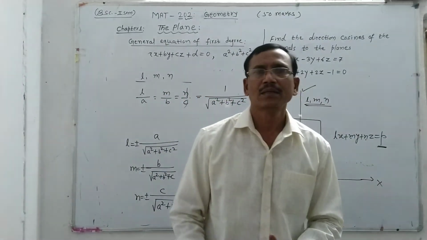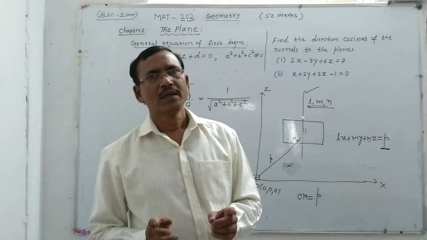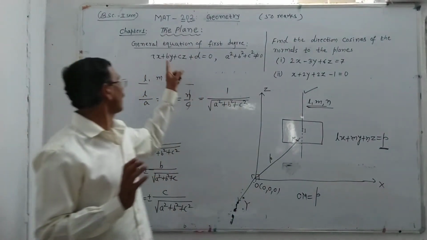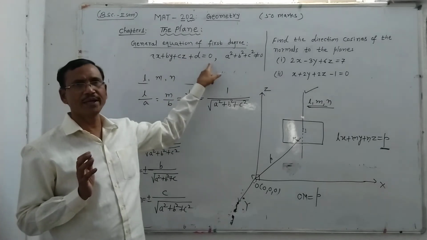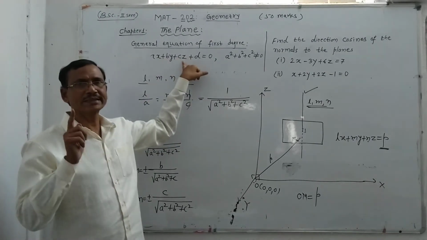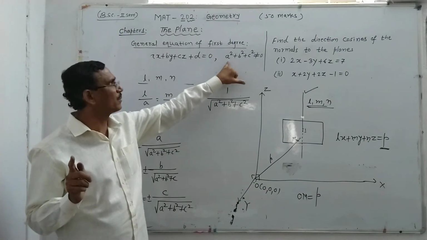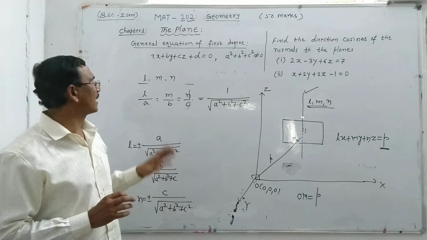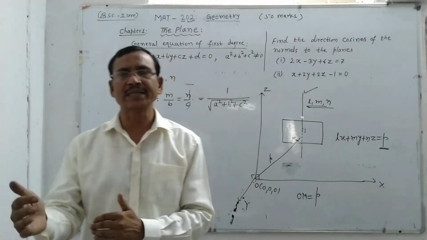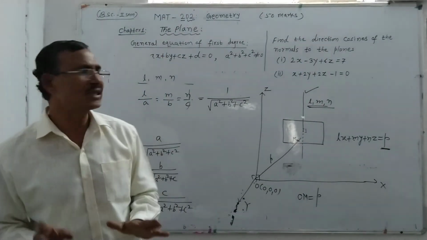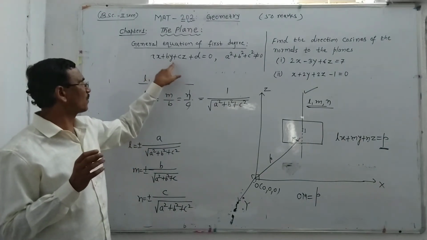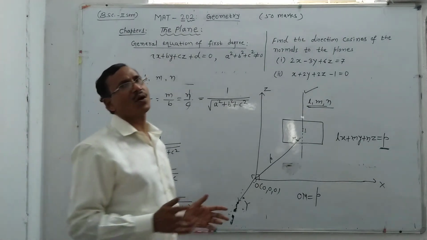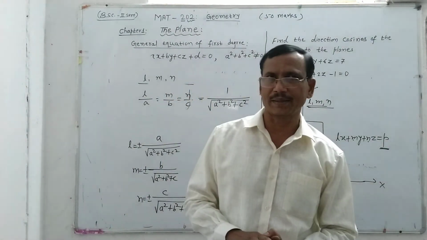So listen again to what we have seen. The general equation of first degree is denoted by ax plus by plus cz plus d equal to 0. All the coefficients are not equal to 0 at the same time, that means a square plus b square plus c square is not equal to 0. Every first degree equation in x, y, z represents a plane. That means the equation of a plane is ax plus by plus cz plus d equal to 0. This equation is called the general equation of a plane.